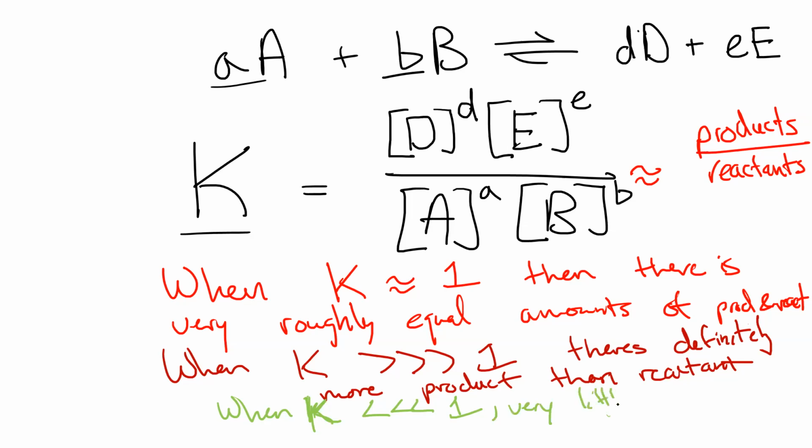So when K is much, much smaller than 1, you've got very little product and lots of reactants at equilibrium. What this tells you is, did very much of the reaction forward occur before equilibrium was reached? Does that make sense? Did the reaction almost completely occur before equilibrium was reached? Did the reaction kind of go somewhere in between?